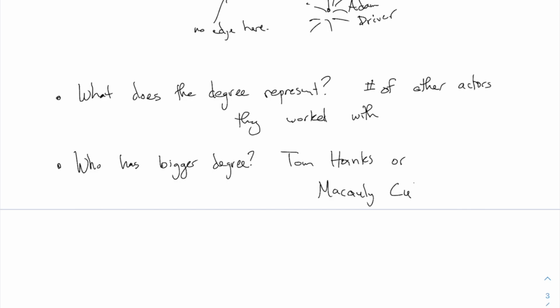Macaulay Culkin? Remember that guy? That was the kid in Home Alone who is now like a YouTube weirdo or something. He's very strange on social media these days. What do you think? Who has bigger degree? It would be Tom Hanks, as a more successful, longer career actor than Macaulay Culkin. No offense to Big Mac. It's Tom Hanks, right? Because he's been in more movies with more other people than Macaulay Culkin has.